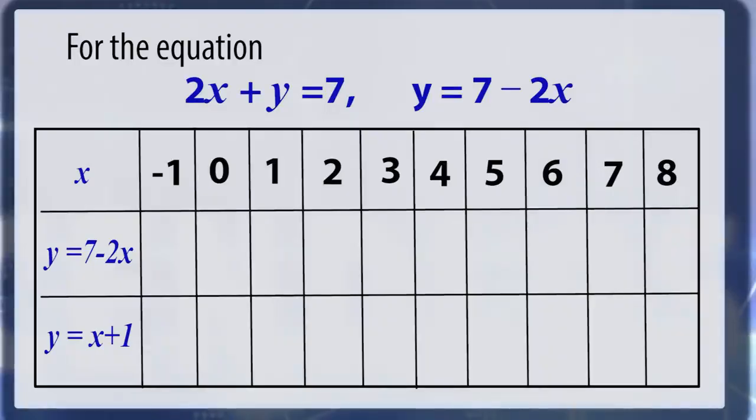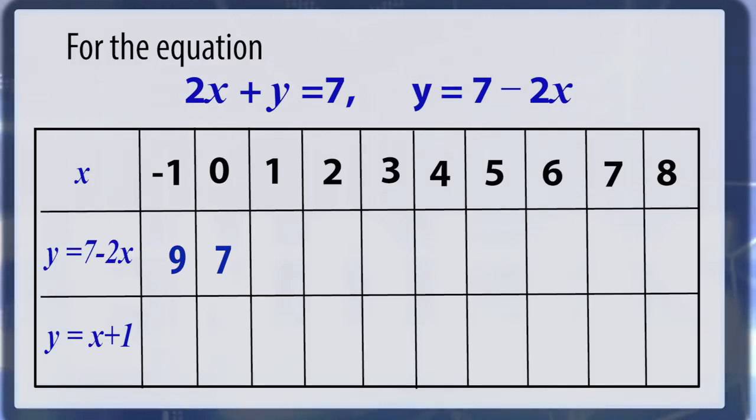Now we have x, y is equal to 7 minus 2x for the first equation, and then y is equal to x plus 1 for the second equation. What I'm going to do is that I'll mention the x values, and then you provide the values for y for the two equations. So let's start. When x is equal to negative 1, for the first equation, y will be equal to 9. Good. Also, when x is equal to 0, we have y is equal to 7.